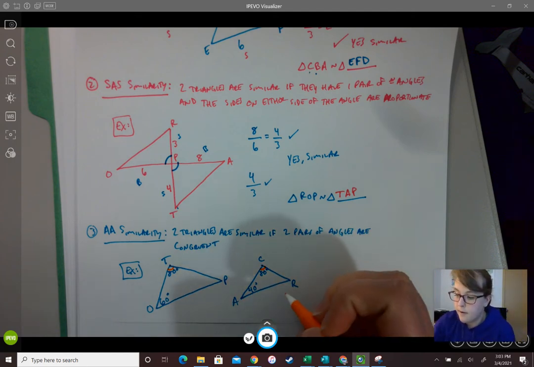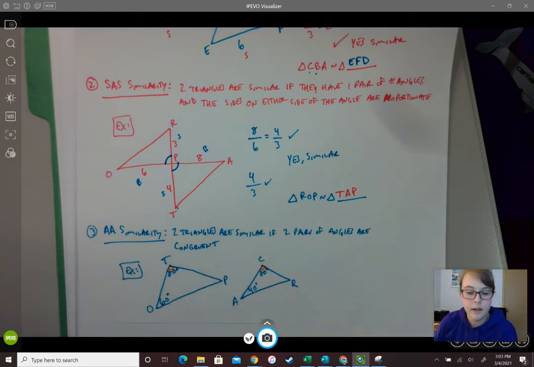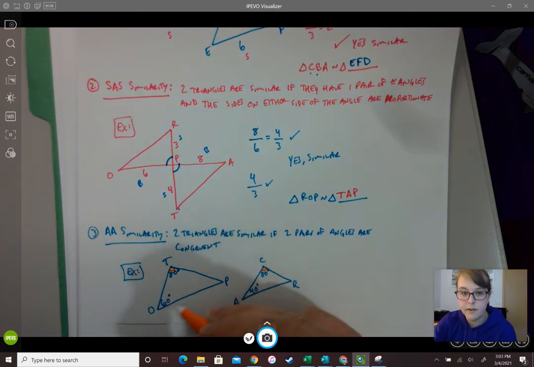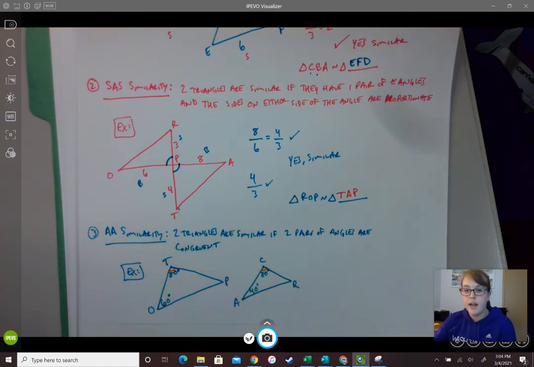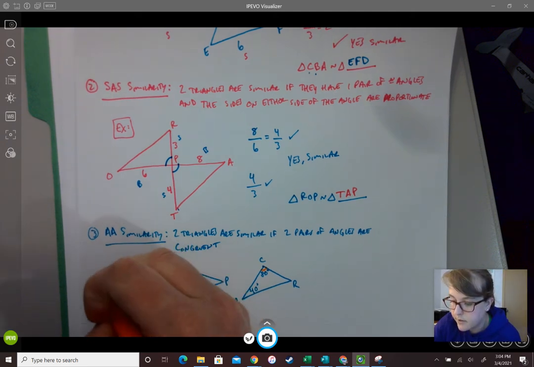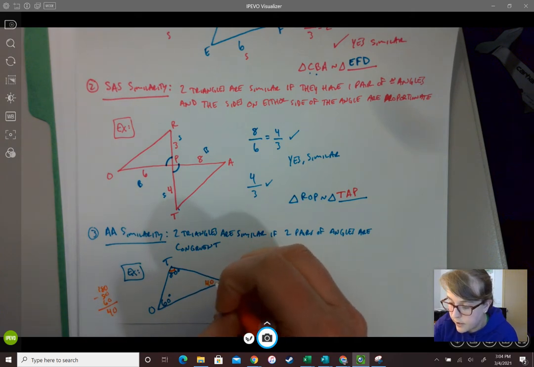But if you're ever given just two angles and one of them is the same and the other pair is different, you need to check the third angle. So remembering that the angles in a triangle add to 180, we have to go 180 minus, in this case, 80 minus 60. And if we do that subtraction, we get 40, which tells me that this remaining angle here is 40.